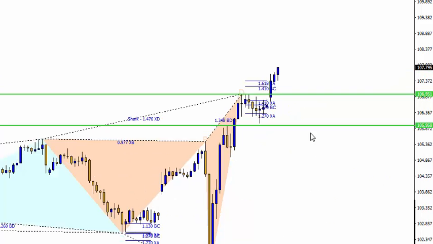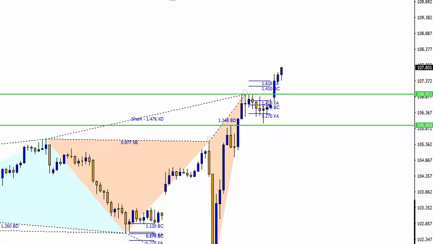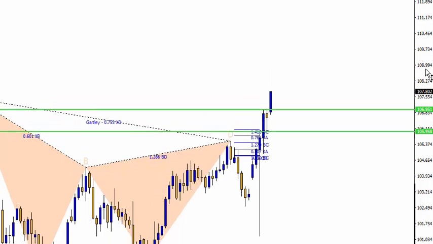Dollar yen, I also said this is going to go up and away. I did say if it pulls back, buy it again, because dollar yen was actually quite good to go long. It has target levels at the top.